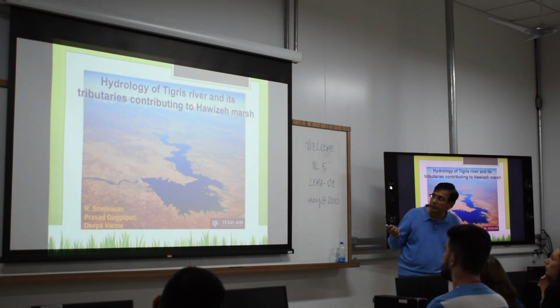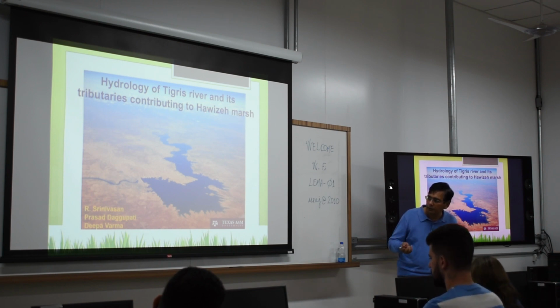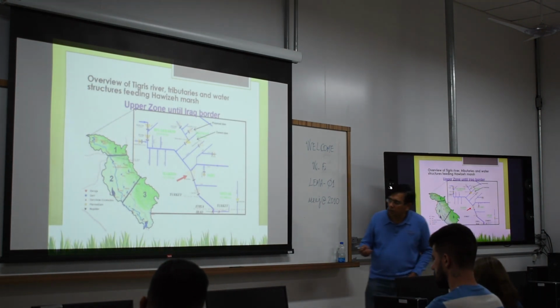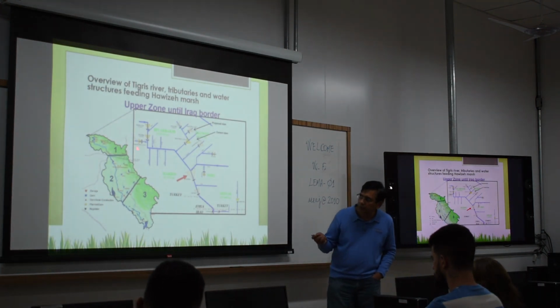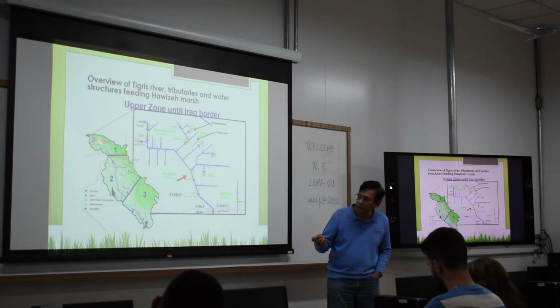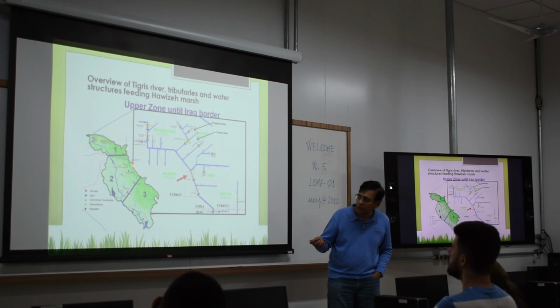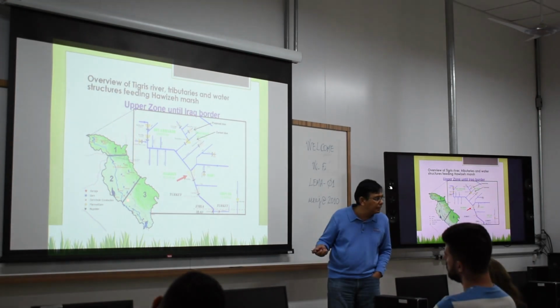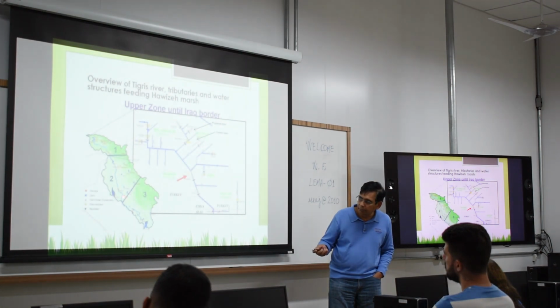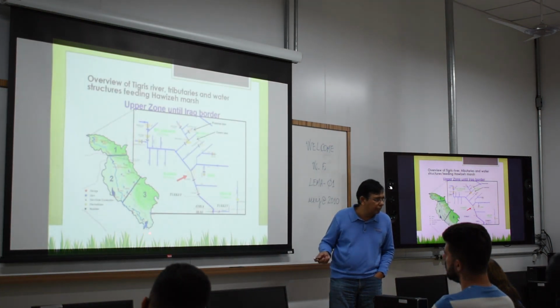The hydrology of the Tigris River and the tributaries contributing to the Al Hawaii marshland. So where is this marshland located? This is Turkey. This is the Tigris River Basin. Region 1 is all Turkey. Region 2 is up to Baghdad, in Iraq. And then region 3 is from Baghdad to the Gulf.